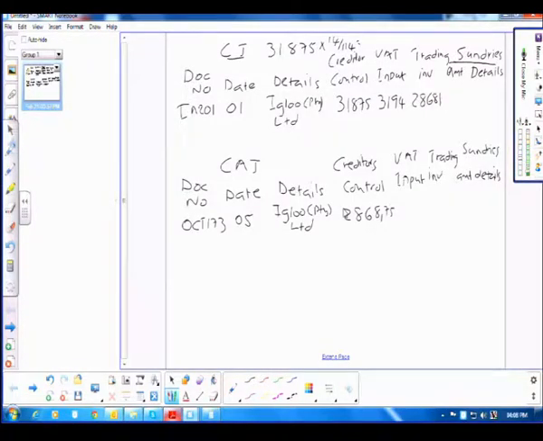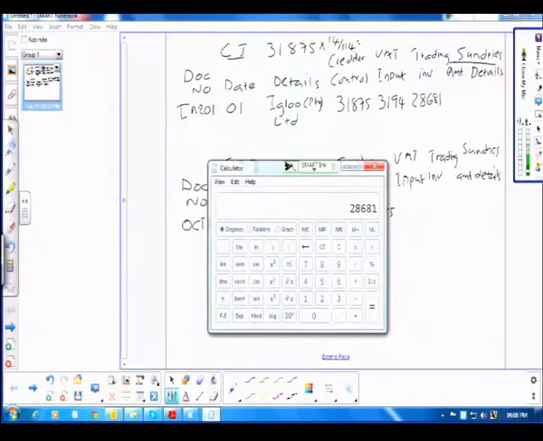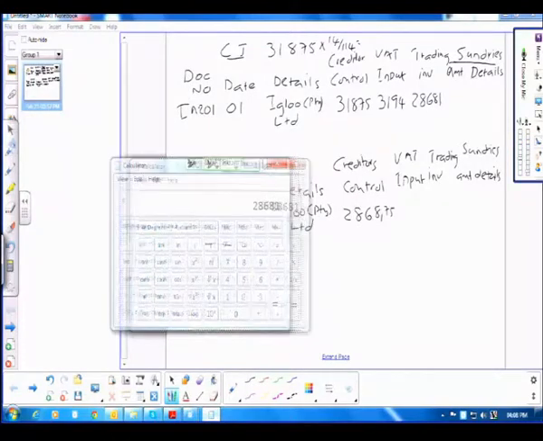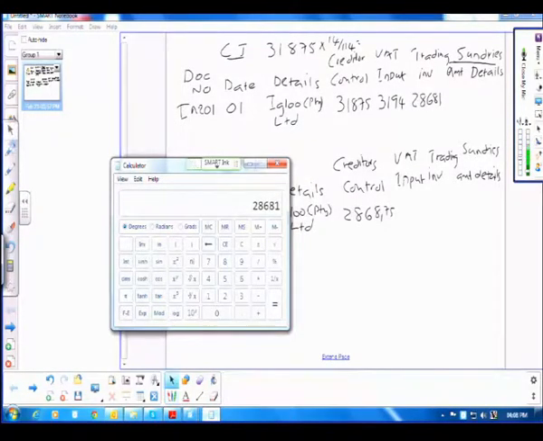You're going to say take the amount, multiply it by 14 over 114. So here comes our calculator. All right, a lovely calculator. So let's calculate the VAT input. So we say 2868.75 times 14 over 114 equals to.